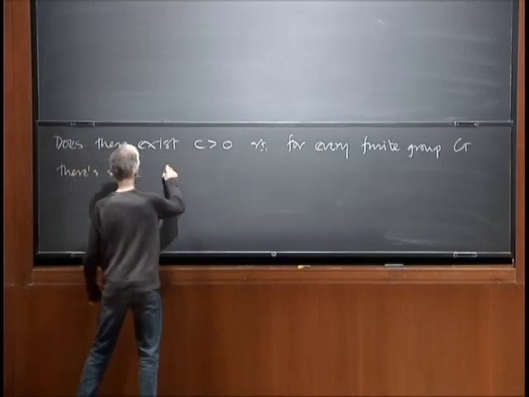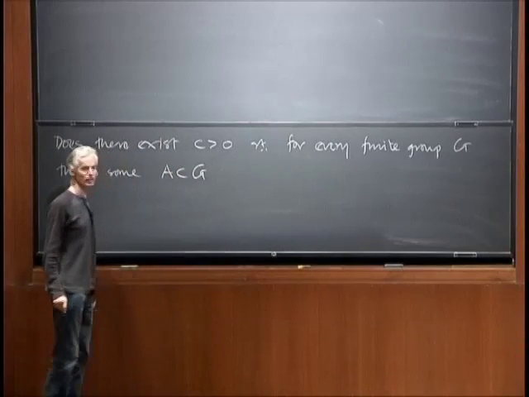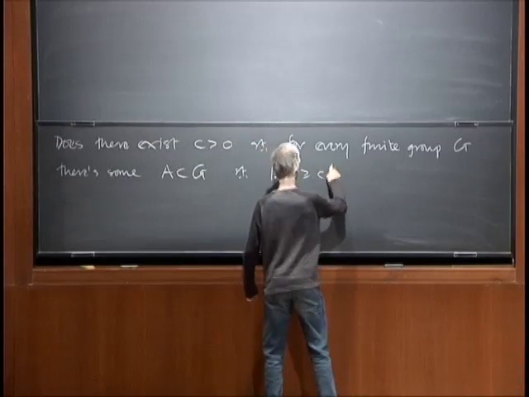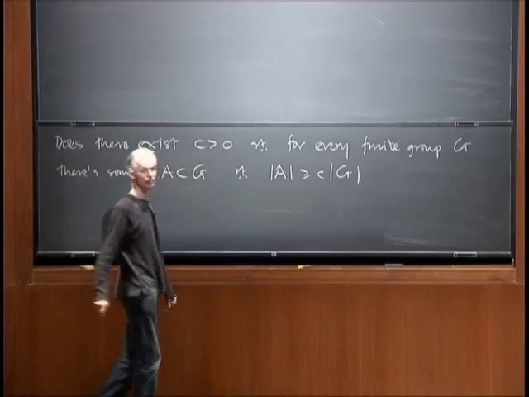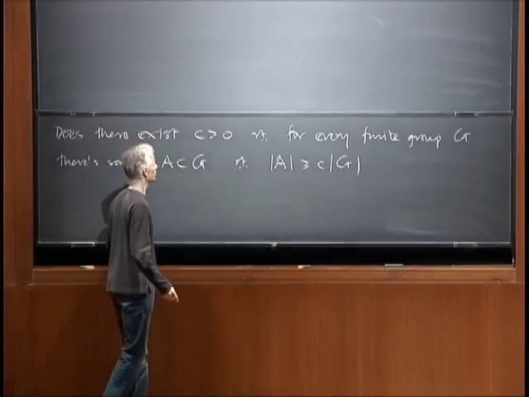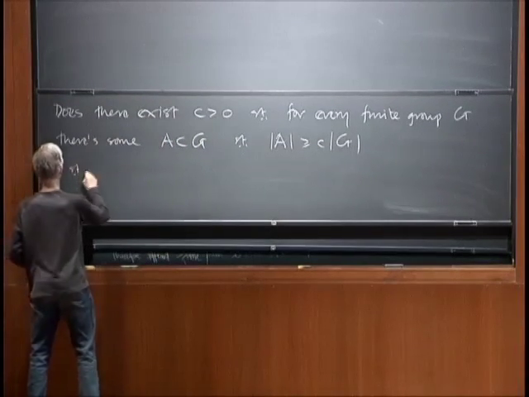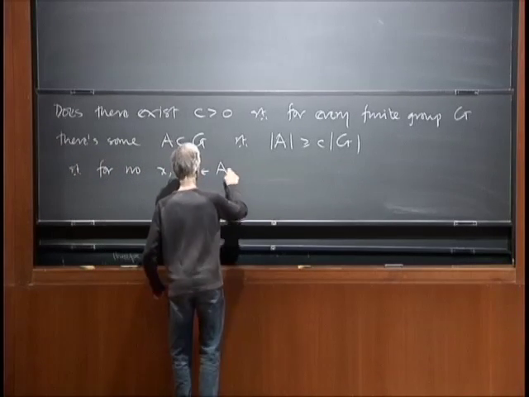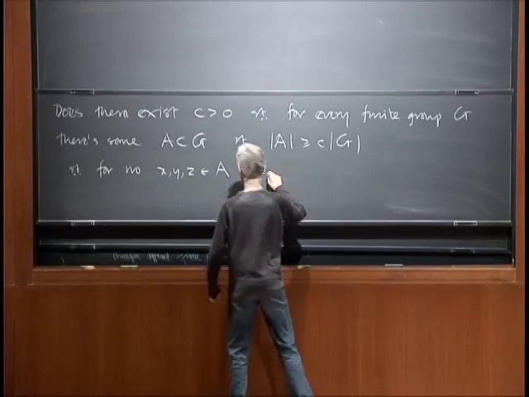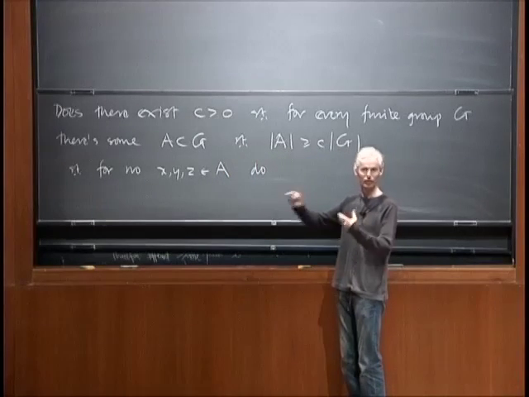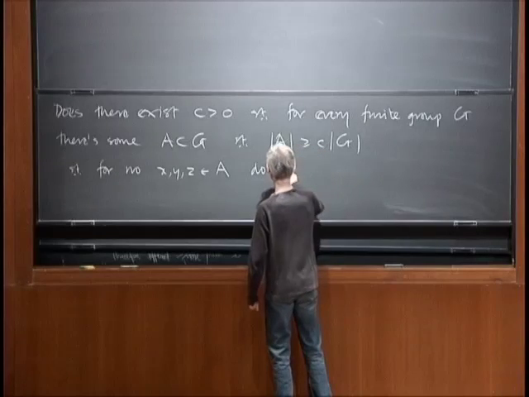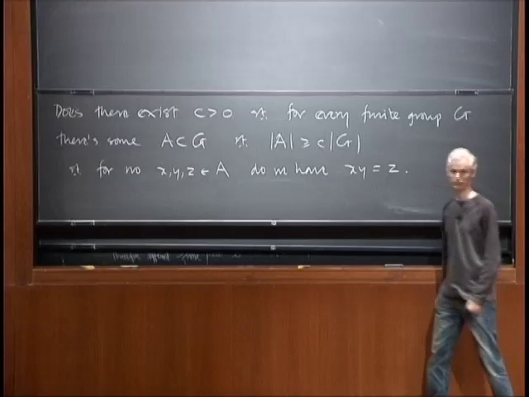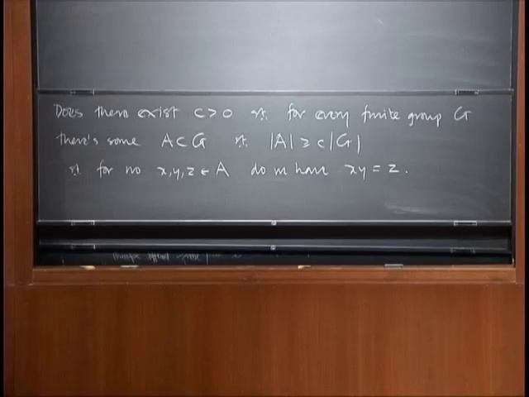you can find some subset A of G such that the density of A is at least C in G, and you can't find any product of two elements of A that also belongs to A. So that's what it means to say that the set A is product-free.